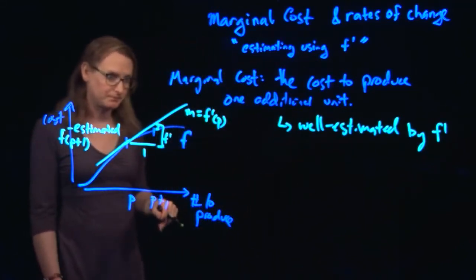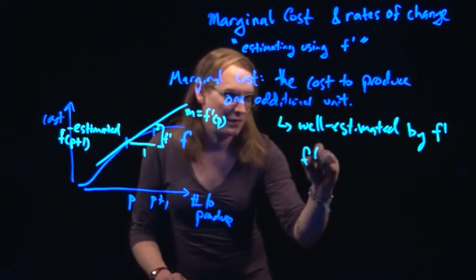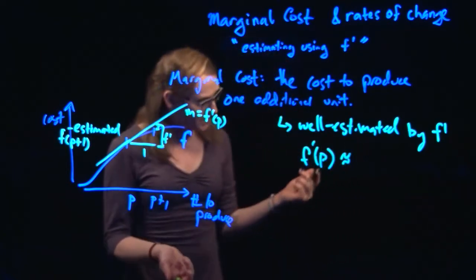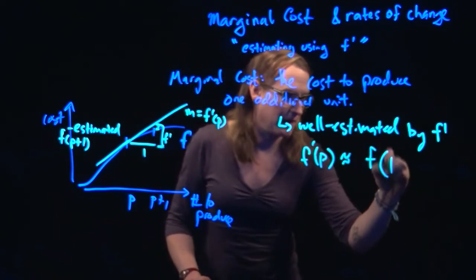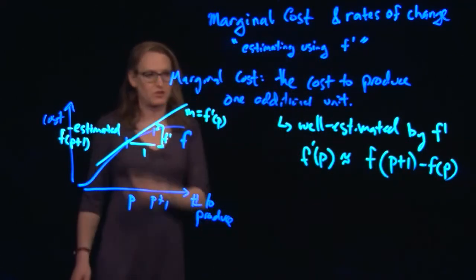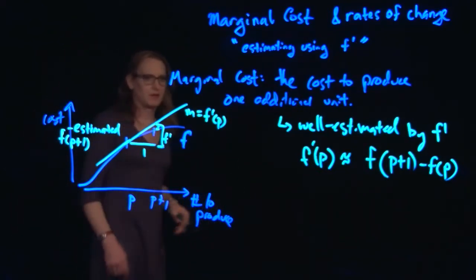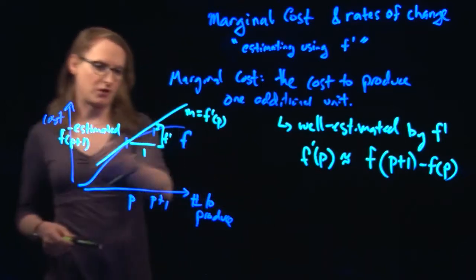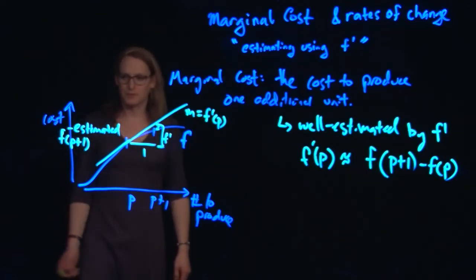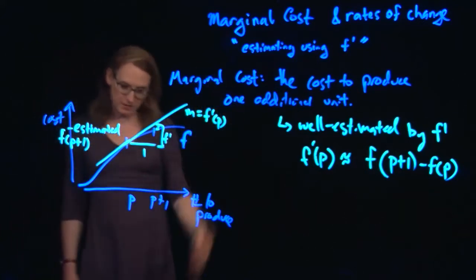And we're thinking about f prime at p being a good estimate for f at p plus 1 minus f at p, which is the difference in those two costs. So it's the cost to produce one more unit if you're already using p. And we really need to pay attention to p because it costs different rates to manufacture different amounts of different things. So the point is that you can use the derivative to estimate differences in function values.